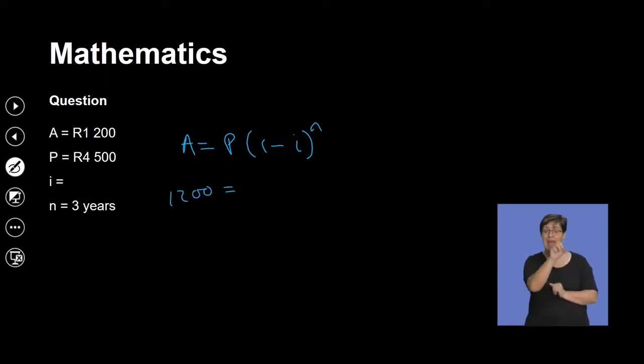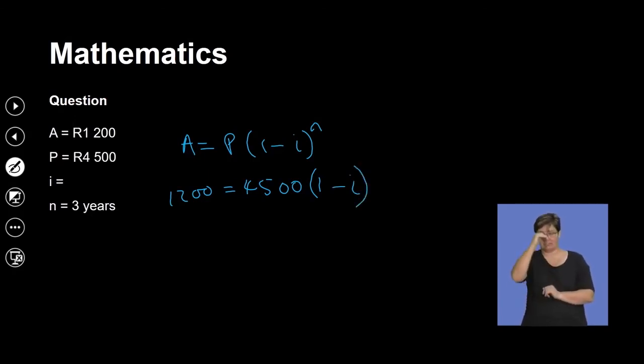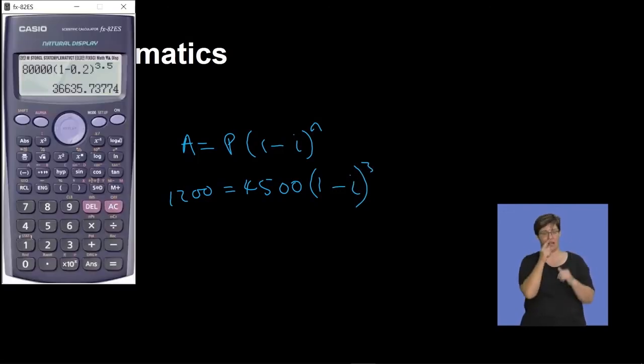1,200. Remember that A is always less than P when we talk about depreciation. And this will be 4,500 into 1 minus, not plus, 1 minus I, which I do not know, and this is to the exponent of 3. So on a calculator, quickly, if I substitute this, I will divide both sides by the 4,500. So divide by 4,500, I get that. And then I will need to say 1 minus the answer. I get that. Oh, before we get to the 1 minus the answer, so I will say plus 1.